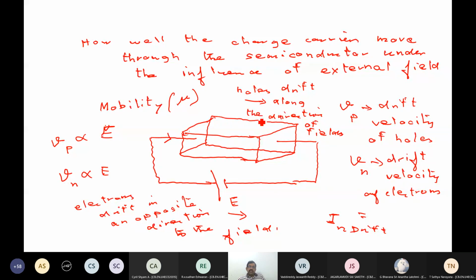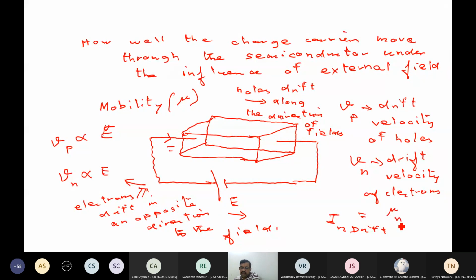So electrons are moving in this direction, from right to left, under the influence of the field. This is my direction of electron movement. The holes, on the other hand, move from left to right. But the conventional current is always along the positive direction. Therefore, the current is going to flow in the direction shown by this arrow.